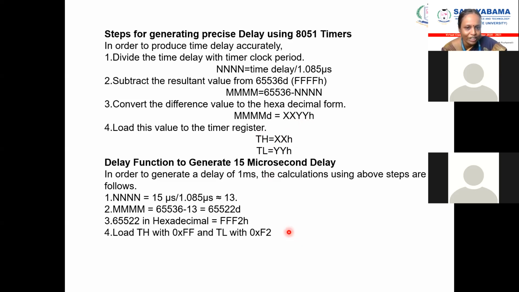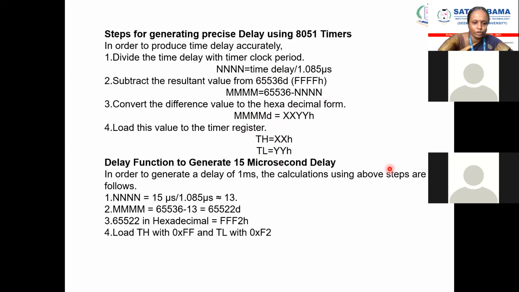First I have to fix what time delay I have to create in the program. Then I have to subtract it from my maximum value. Why? I have selected mode 1, so in mode 1 my maximum value is FFFF, because that much count has to be executed. Then I have to convert the given decimal into hexadecimal, then load the higher order byte in TH and the lower order byte in TL.